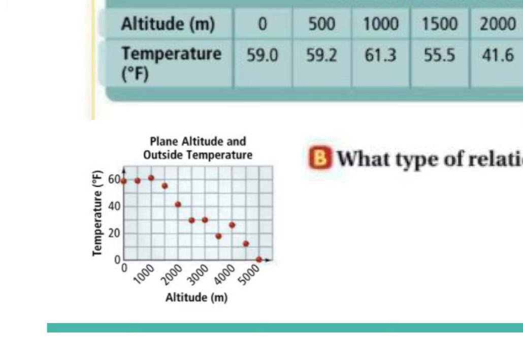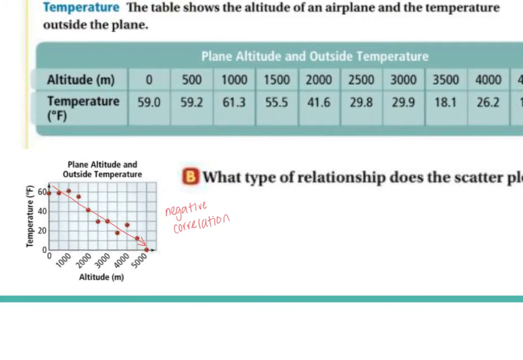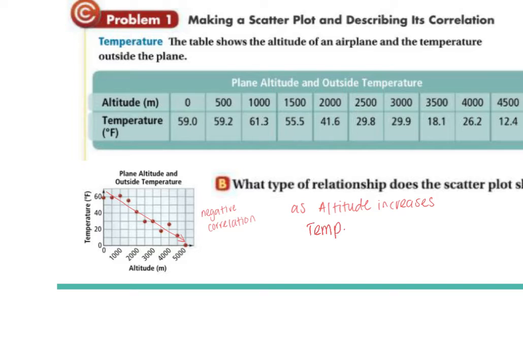What do we think? Is this positive or negative? Ashton? Negative. Good. This is a negative relationship. Why? Good. All the points are going down as we move from left to right. So if we were to draw a line through all these, it would be in this direction, correct? So it's got a negative correlation. As our altitude increases, what happens to the temperature? Decreases. Okay? Remember, as one goes up, the other one goes down. That's a negative correlation. If they both go up together or they both go down together, then that's a positive correlation.